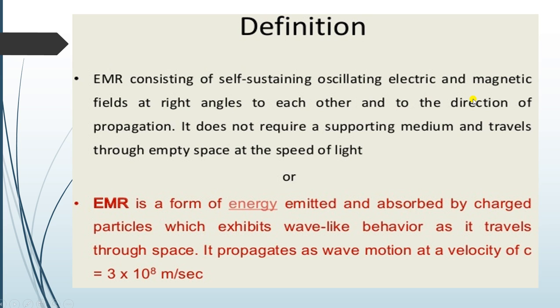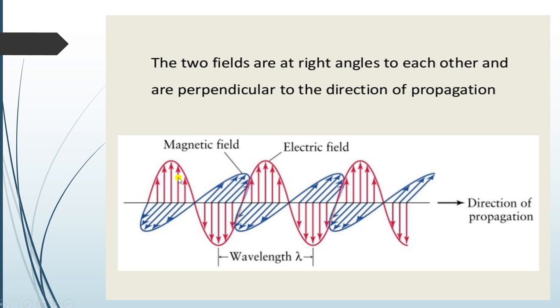Diagrammatically, we can explain the perpendicular or right-angle propagation of the light, as well as the wavelength. In this diagram, you can see there is a magnetic field, and exactly the same, there is an electric field also. Whatever the direction of propagation, the two fields are at right angles.